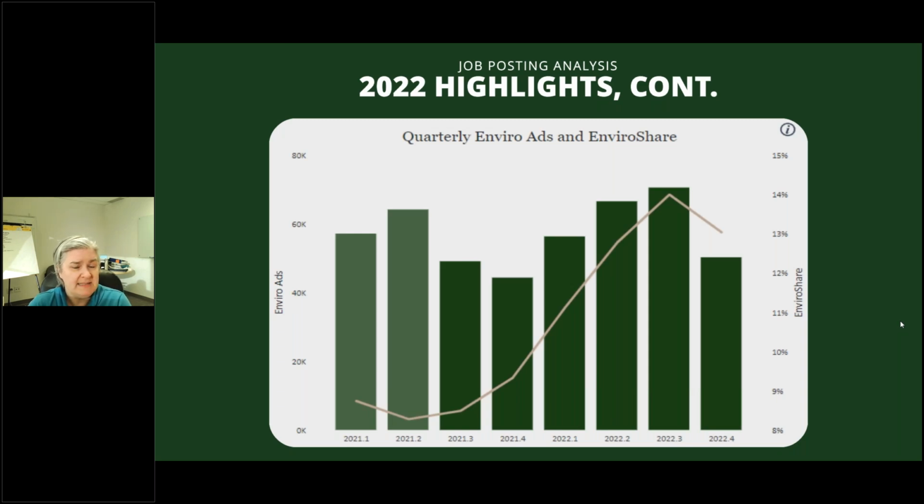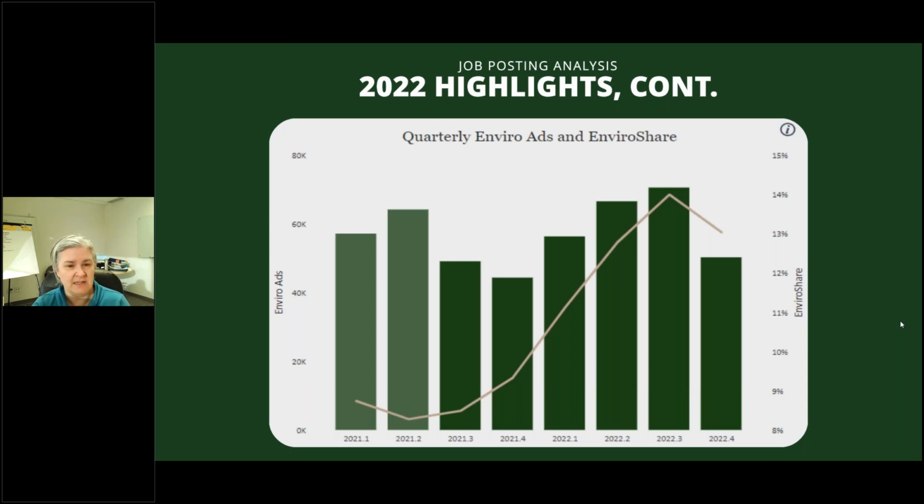When we take a closer look at the data from 2021 to 2022 on a quarterly basis, we see a couple of things happening. One is that looking at the vertical axis on the left-hand side of the screen, that tells us what the number of environmental job ads was across that quarter. So we see some fluctuation in terms of the number of environmental job ads from 2021 to 2022. Likewise, we see some fluctuation in the enviro share, which is represented by the brown curve on the line, and shown on the vertical axis on the right side of the graph.